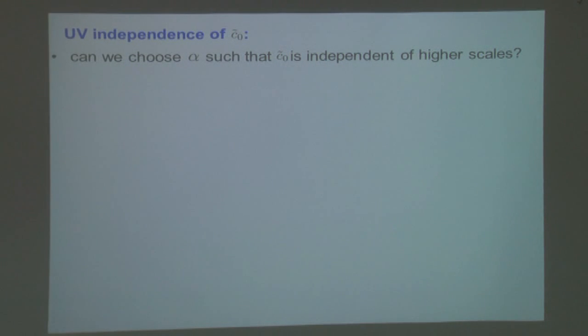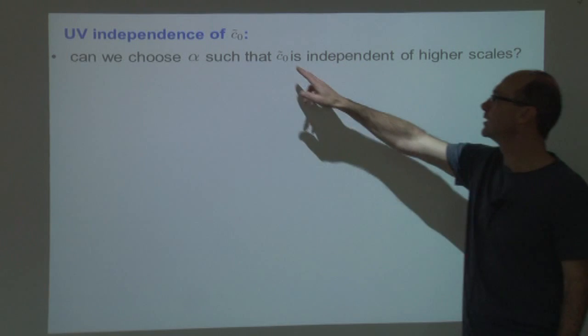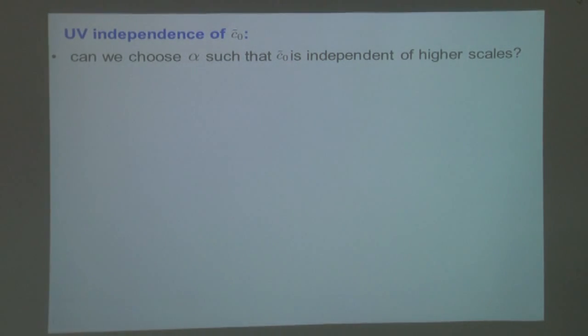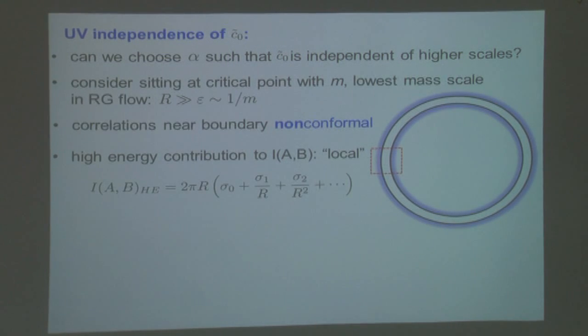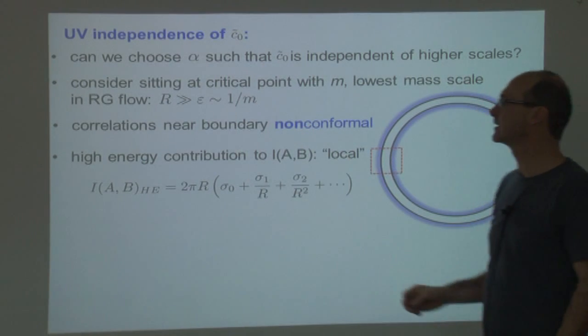In particular, what I want to do is find a choice of that alpha, or a particular position for my dotted line, in which I know that the C naught is independent of all of these higher scales, so that I can say that I satisfied the second criterion. So let's imagine that we're flowing down to some fixed point and there's some extra scale in the problem.